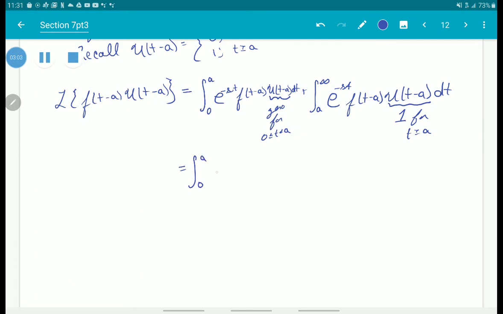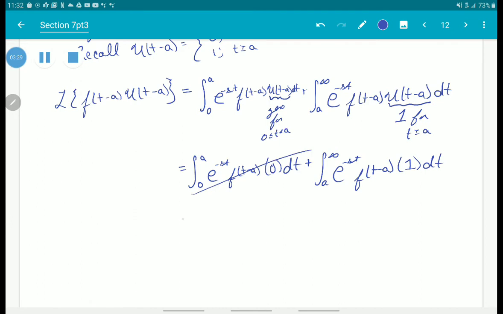So let's write this out. We have e to the negative st, f of t minus a. This guy's going to be 0. This guy's going to be 1. We know 0 times anything is 0. So that's gone. So we really just need to integrate this.